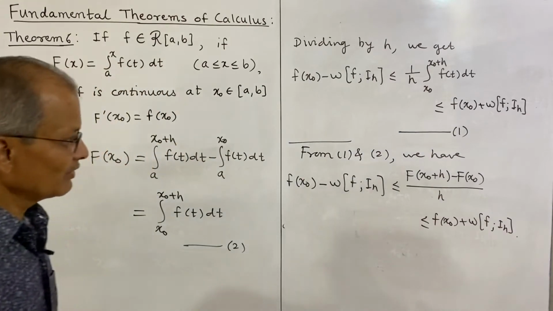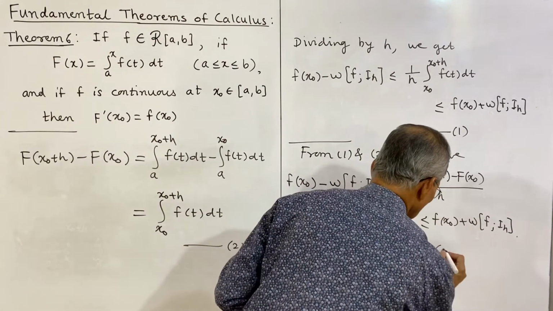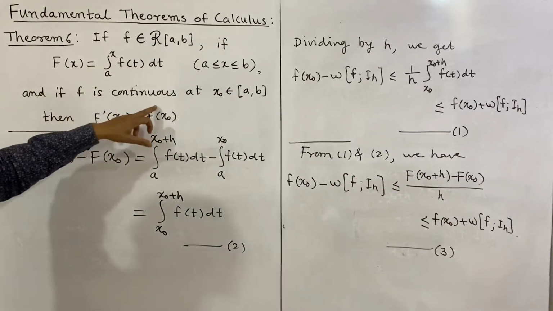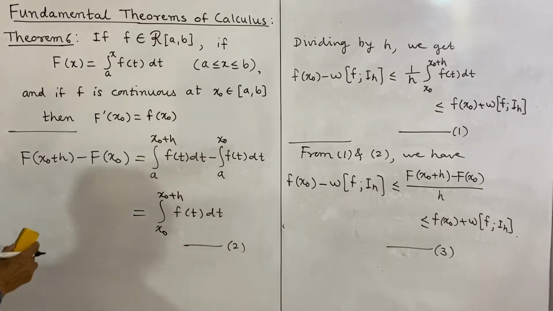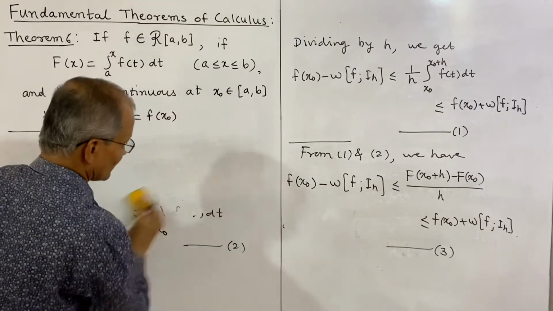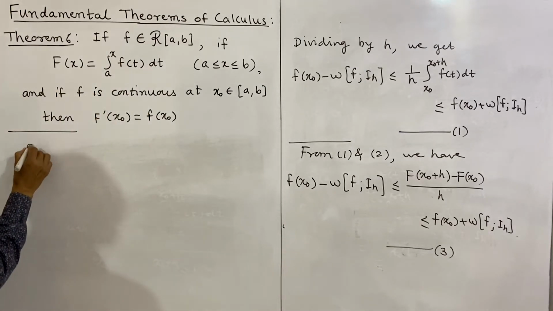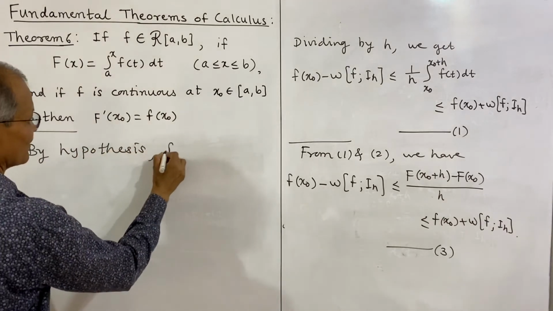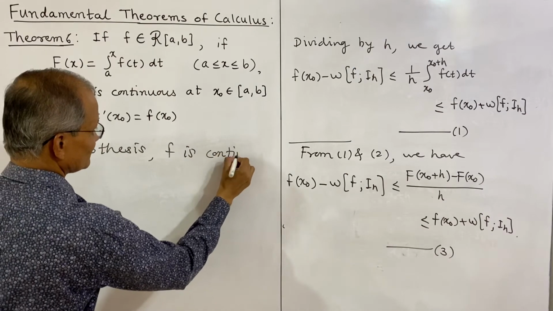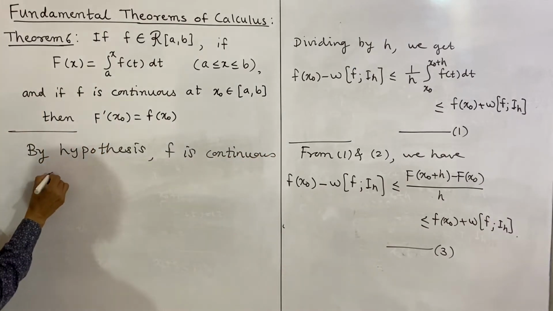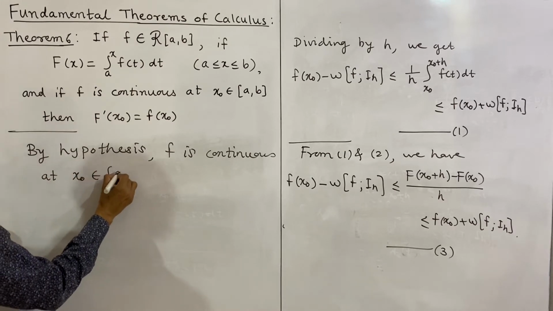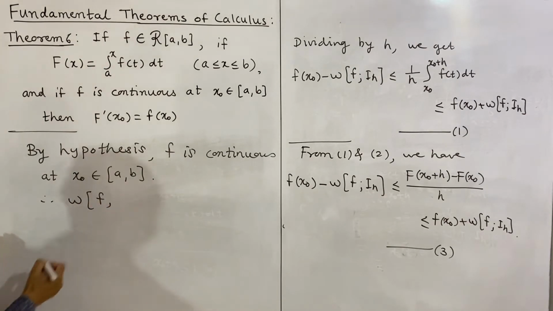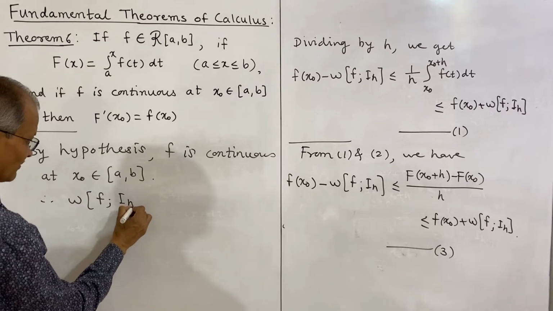So this is the relation, and we shall now suppose this as 3. And now we shall use the fact that f is continuous. See here, f is continuous at x naught belonging to the interval a to b. By hypothesis, it is given in the theorem, and therefore, by hypothesis, f is continuous at x naught, x naught belongs to the interval a to b, and therefore the oscillation of f over I h will be 0.